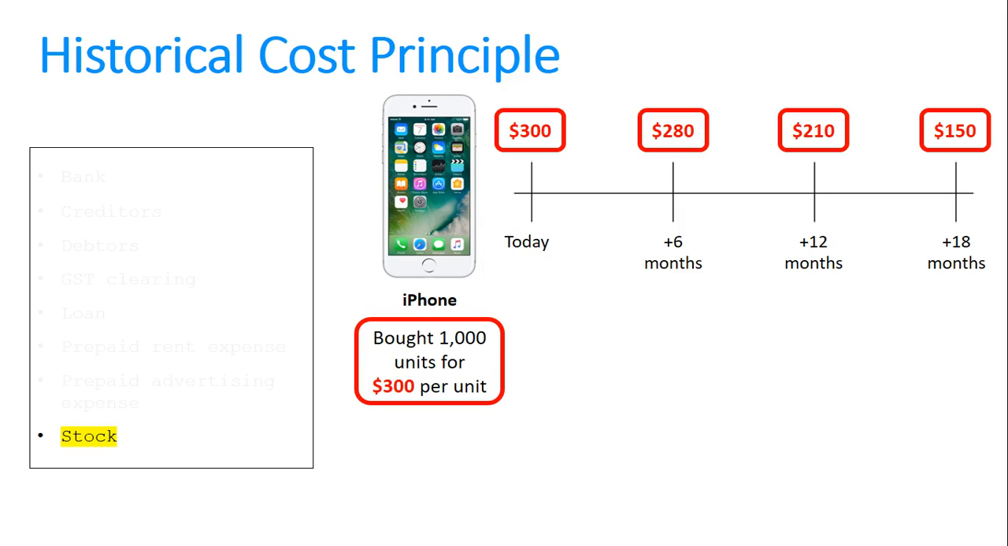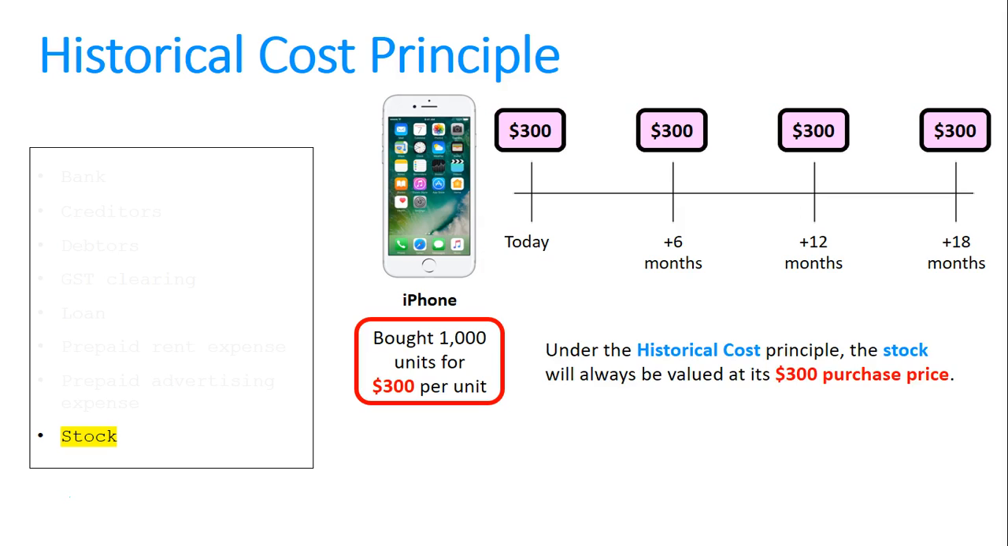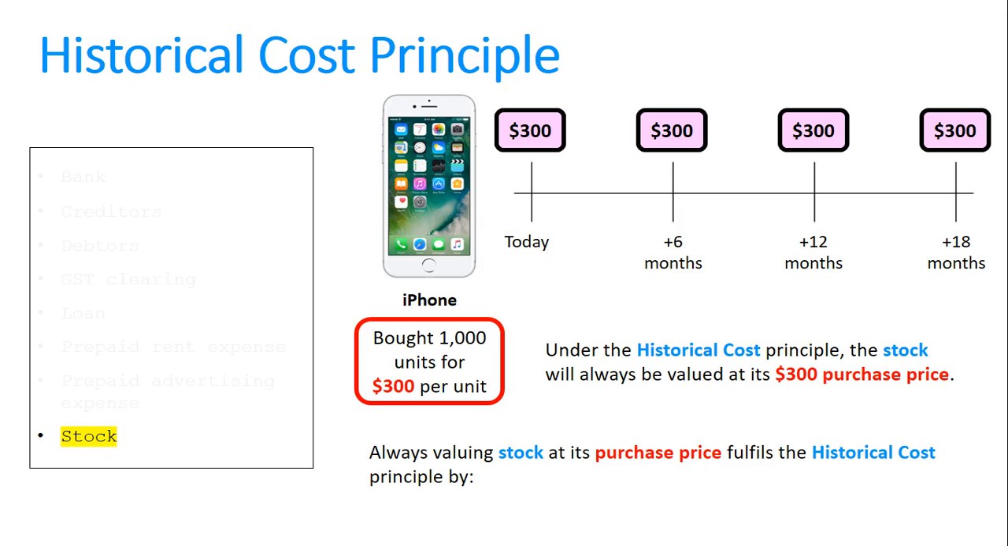And that's just because you can't sell it anymore for a price above that, so the cost has gone down. Under the historical cost principle, though, the stock would always be valued at $300. It just wouldn't change. So, always valuing stock at its purchase price fulfills the historical cost principle by always recording the stock at its original or historical cost.